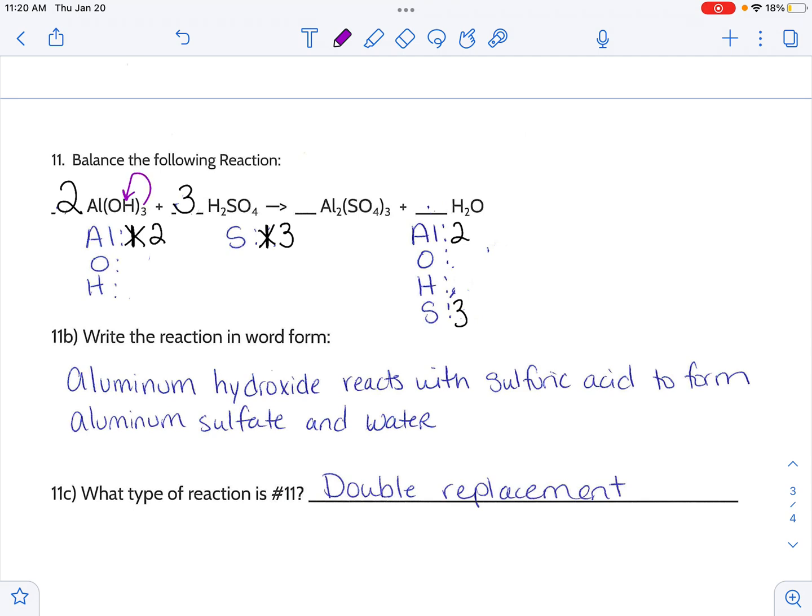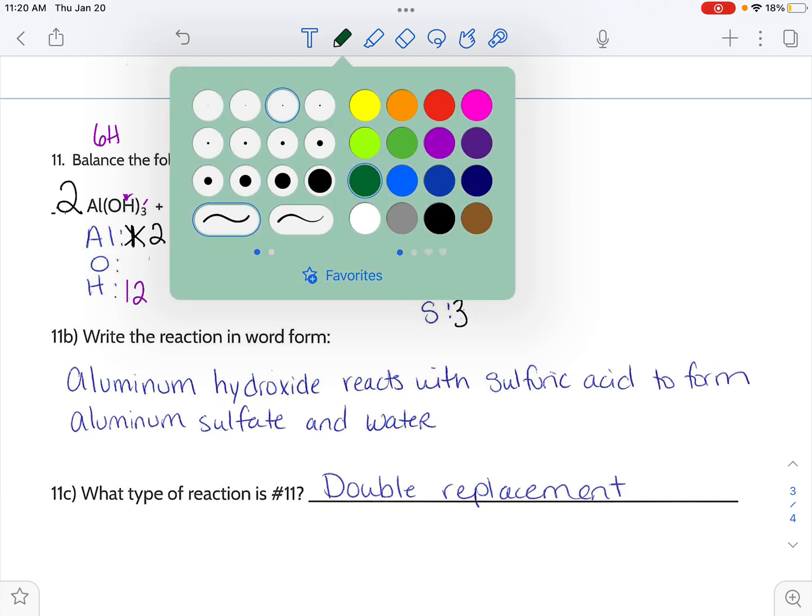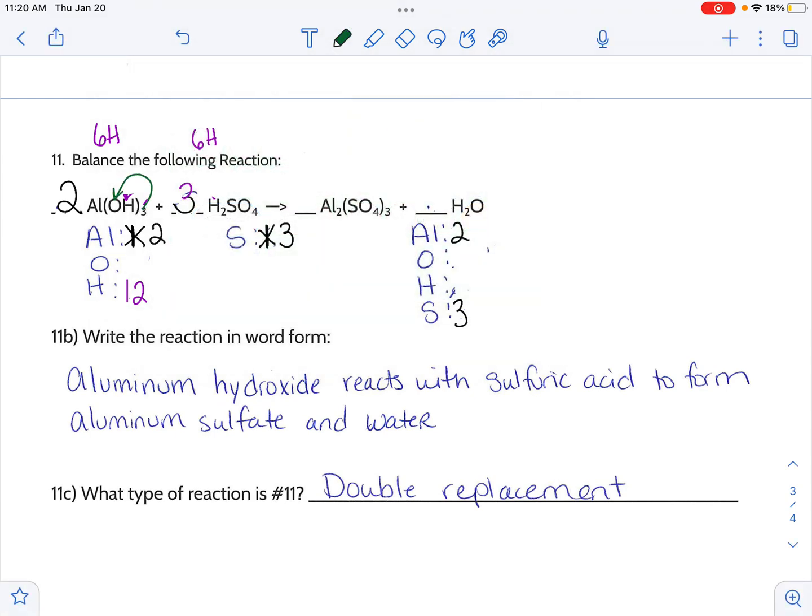So now that I put those coefficients in, I've got to be careful. I have 3 times 1 hydrogen times 2 is 6. So right here I've got 6 hydrogens, but I have another 6 hydrogens here. So that means I have a total of 12 hydrogens. I'm going to look at also my oxygens. So if I look at my oxygens, I have 3 times 1 times 2. So that means I've got 6 oxygens here, and then I've got to be careful. 4 times 3 means I've got 12 oxygens there. So this means I have 18 oxygens coming out.